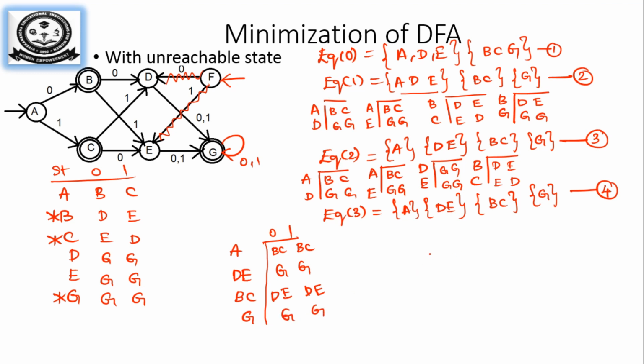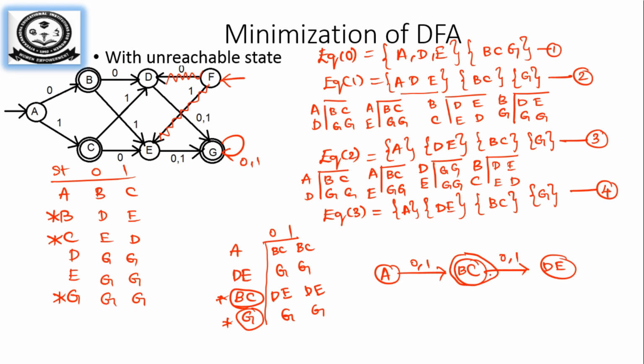Now we will draw the state transition diagram. For input A it is going to BC, for inputs 0 and 1. Before going further, what are all the final sets we have? There is no change here. B and C is the final state and G is the final state. So your BC will be a final state. Now from BC, the next one is DE, for inputs 0, 1.